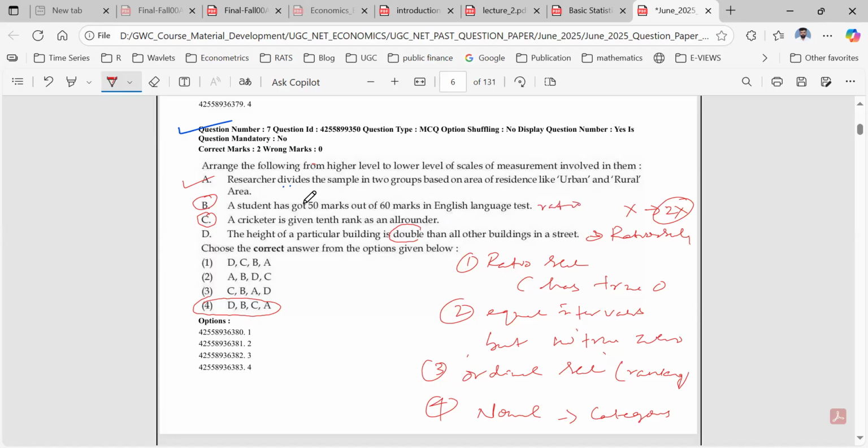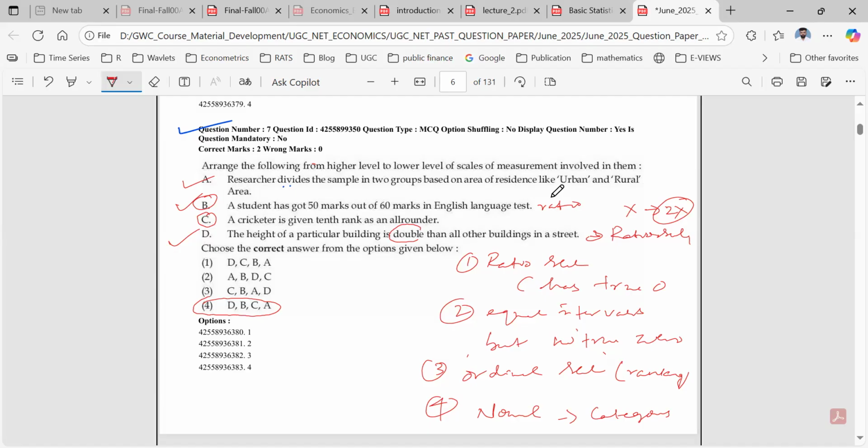This is also ratio, and D is also ratio. B and D, both of them are ratios. Why? Because of the property as I had mentioned. So when we are saying 50 marks out of 60, the test score has a true zero, isn't it? It means a student can get zero. Because for ratio scale, one of the properties is that the true zero is meaningful. Yes or no? Are you getting the logic?